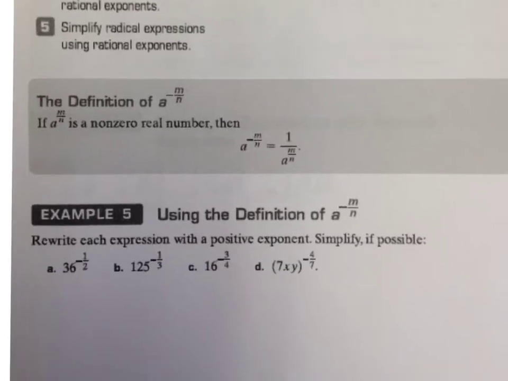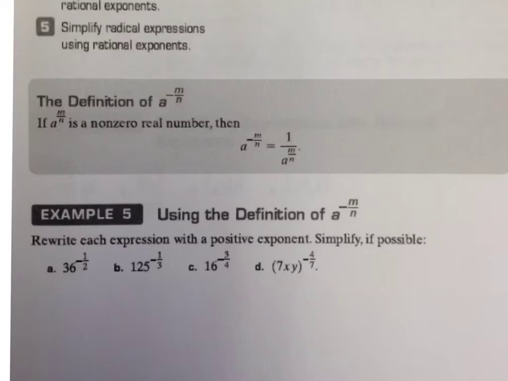The definition of a to the negative m over n says if a to the m over n is a non-zero real number, then a to the negative m over n equals 1 over a to the m over n. So we are putting a 1 over top of it and changing the negative exponent to a positive exponent. That's how you deal with a negative exponent. We don't like these negative exponents, so you make them positive by putting them underneath a 1. So you put them on the bottom of a fraction is another way to think of it. And the 1 is what goes on top.